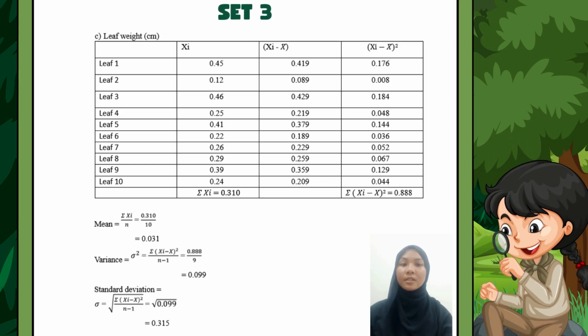And lastly, for set 3, we look at the leaf weight. Same as leaf length and leaf width, we just use the same calculation for mean, variance, and also standard deviation. For the mean of the leaf weight for set 3, we got 0.031, and for the variance, we got 0.099, and for the standard deviation, we got 0.315.